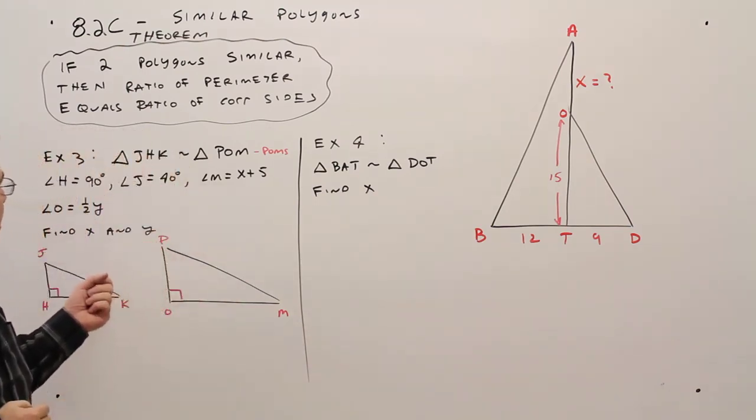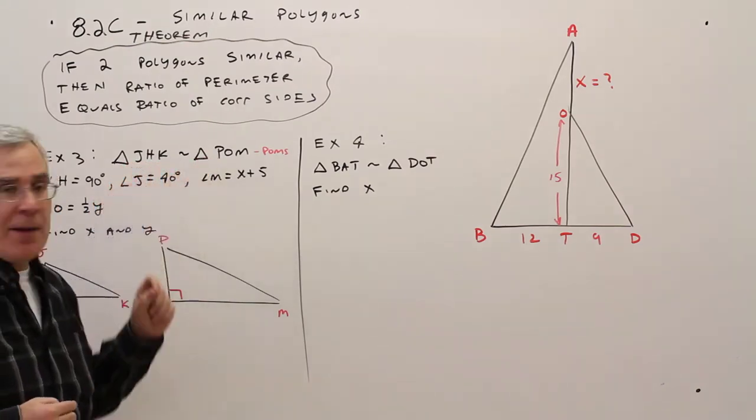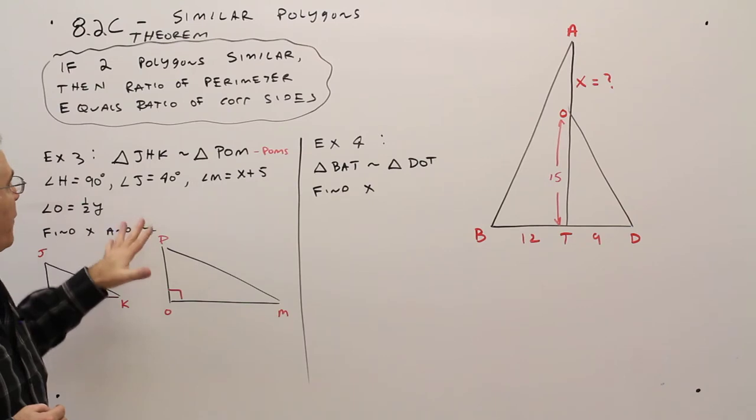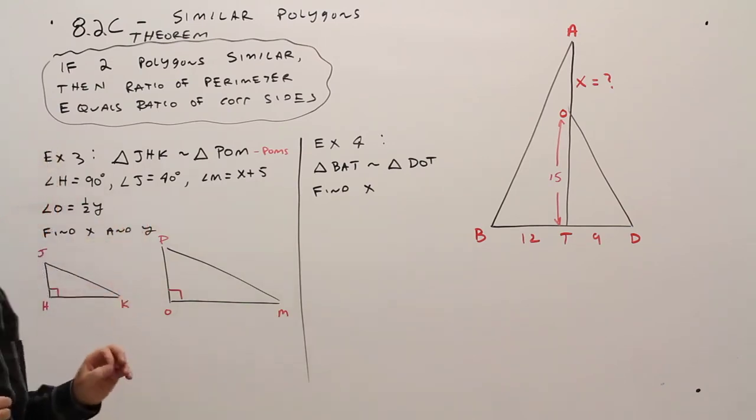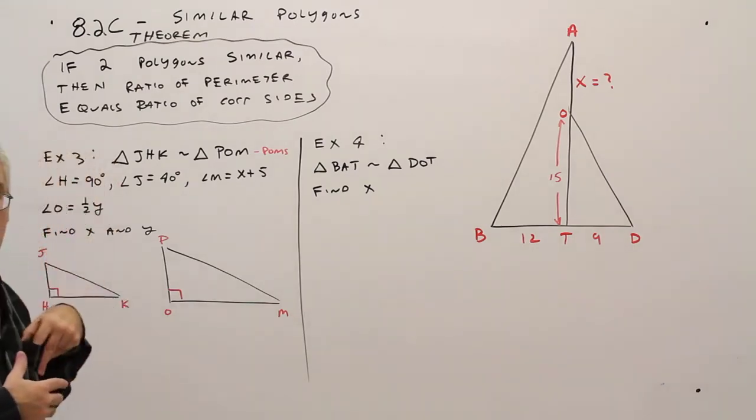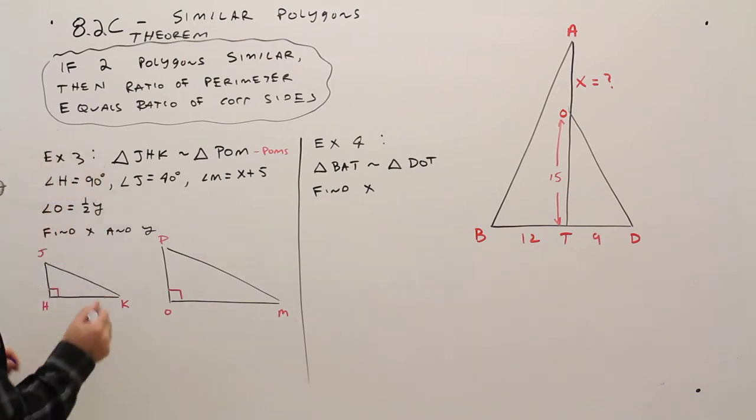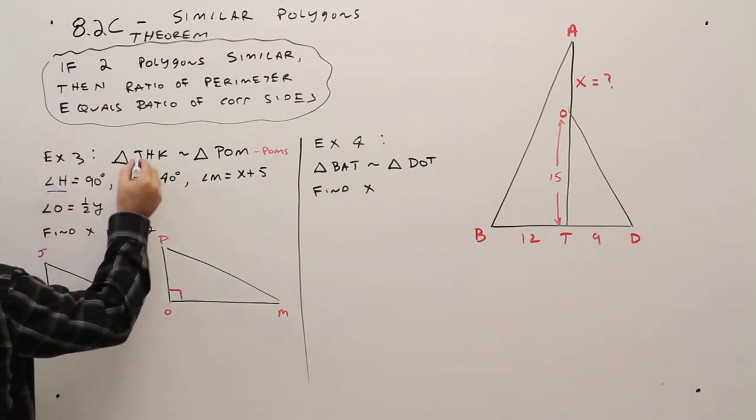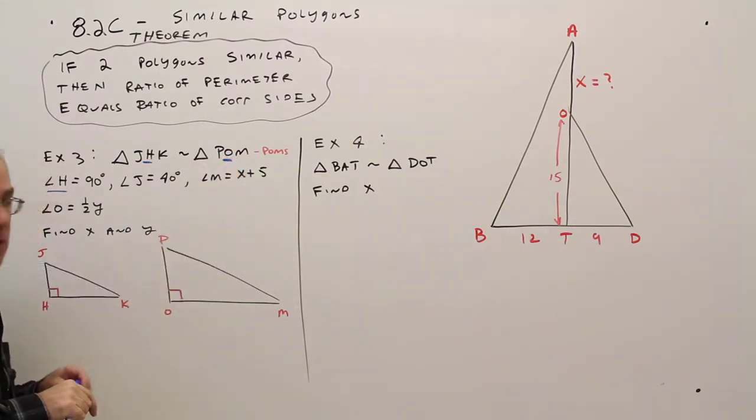Example 3. I've got triangle JHK similar to triangle POM, and I'm given this information, and I want to find X and Y. So these drawings were not provided. I'm a visual person. I strongly suggest you make these drawings. And when you make them, make sure that the sides are corresponding. So if H is 90, make sure that O is 90. So that's how I know how to draw them correctly.